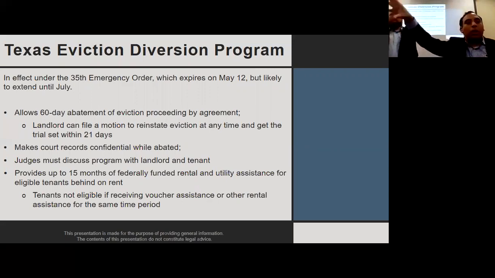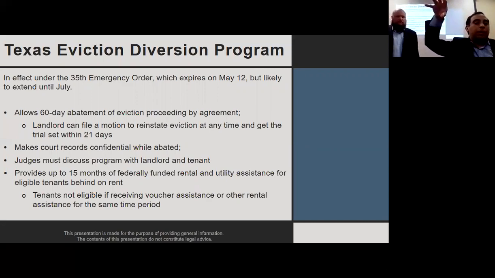You go to this program where you apply, the landlord and the tenant can apply. And this program checks the application and checks to see whether the tenant qualifies, whether they have the funds to cover however much back rent is being asked for. And if the program accepts it, the landlord gets all of their money that they're owed, all of it, and the tenant gets to stay there at their residence. So it's a win-win, and then the lawsuit gets dismissed.